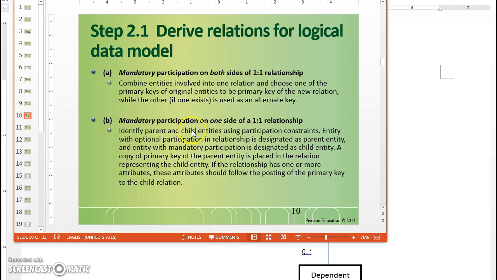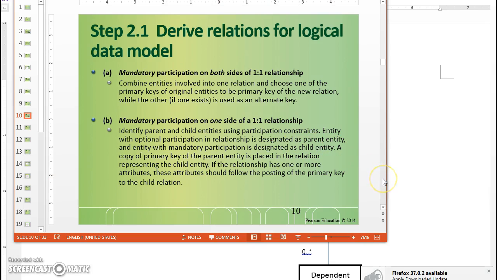If one side is mandatory and the other is not, then identify the parent and child entity. The entity with optional participation is called the parent. The entity with mandatory participation is called the child. A copy of the primary key of the parent is added to the table of the child side. If the relationship has one or more attributes, they follow the posting of the primary key and go to the child.